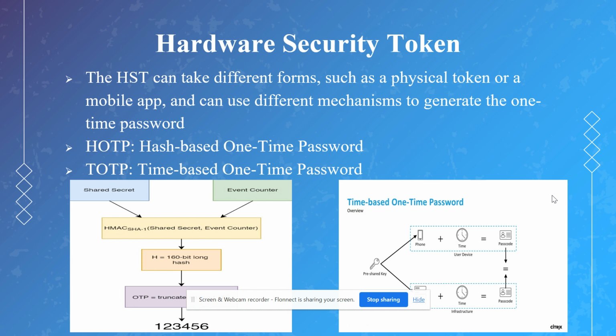And the next type of OTP is time based one time password. TOTP is a type of two-factor authentication that uses a time based algorithm to generate a one time password. The key is used to generate a sequence of one time passwords that change periodically, typically every 30 seconds. The token generates the OTP by using the shared secret key and the current time. And the authentication server then generates the same one time password and compares it to the one entered by the user. If they match, the user is authenticated.